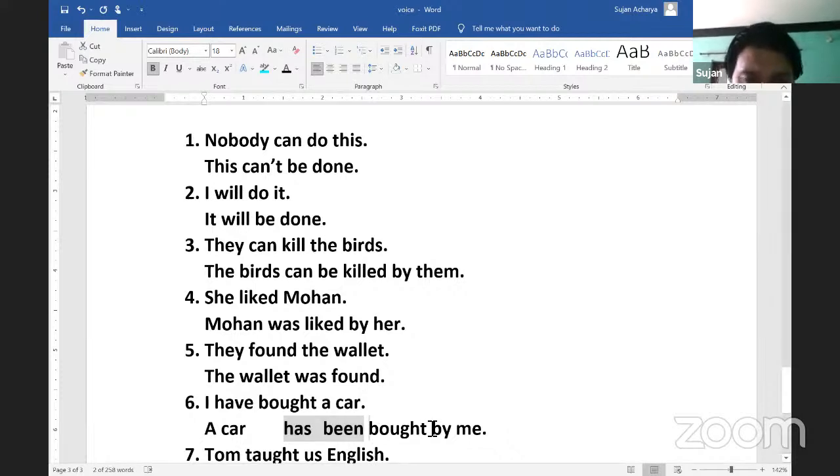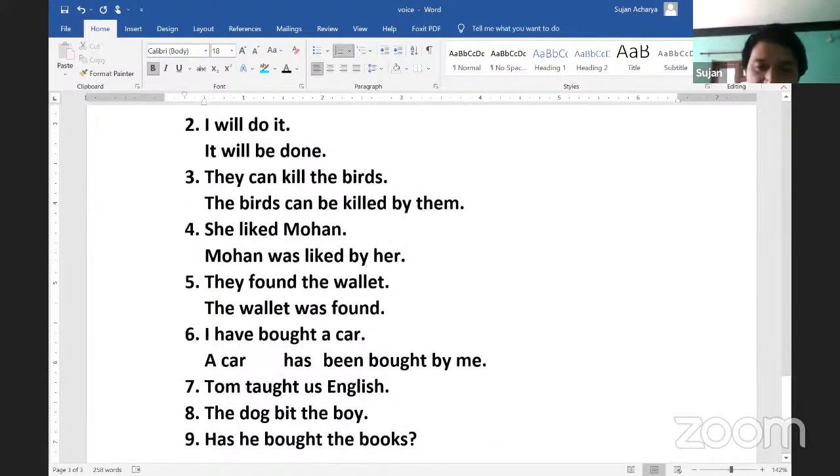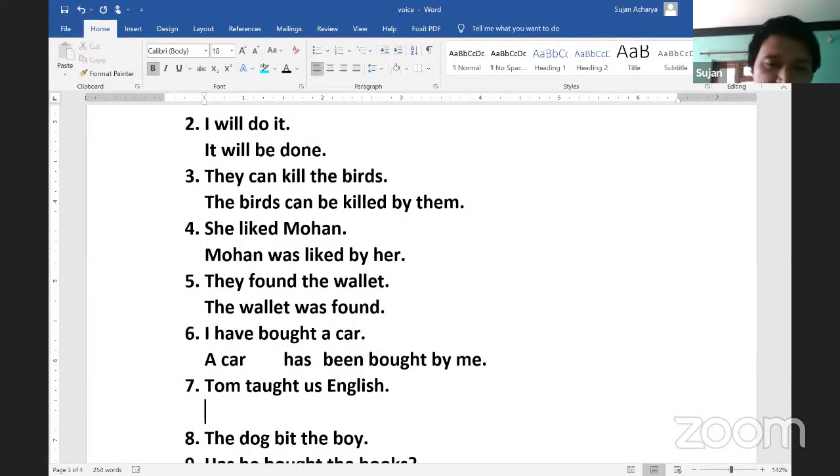And this verb is in passive form. We only change the voice, but we keep the tense same. Tom taught us English. We were taught English by Tom. English was taught to us by Tom.